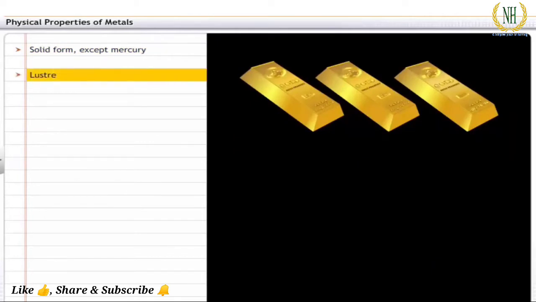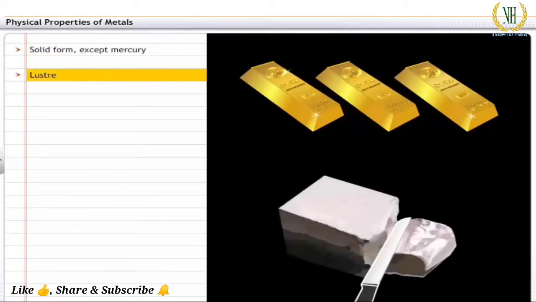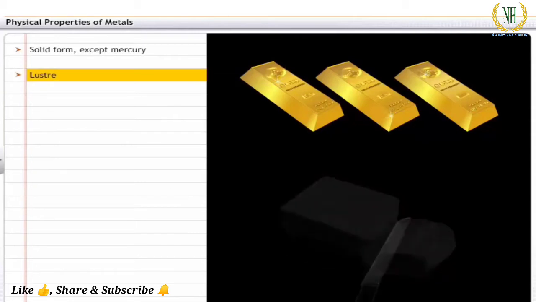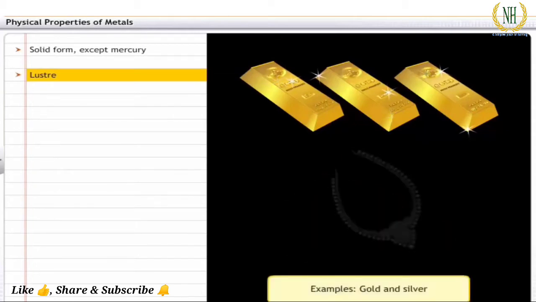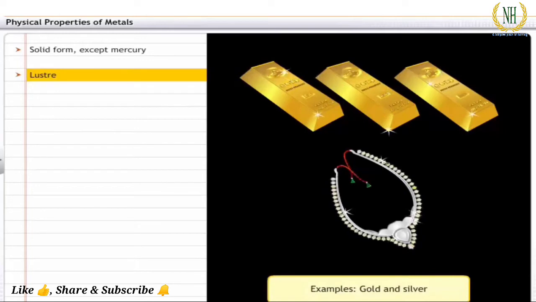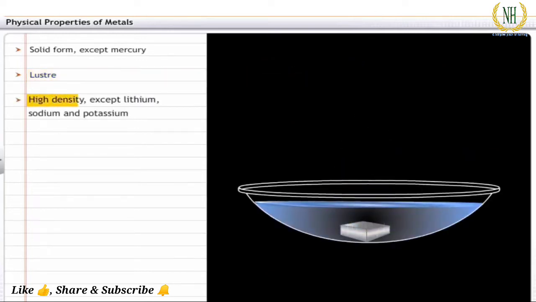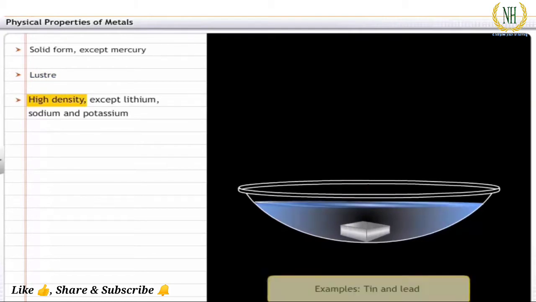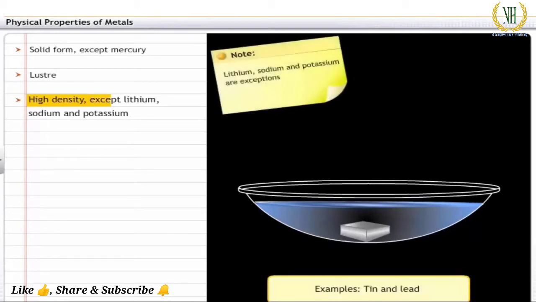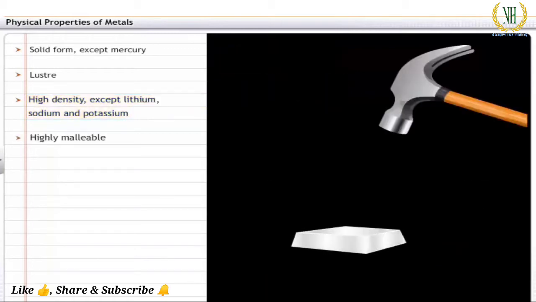All metals are lustrous. Metal surfaces shine when they are freshly cut. For example, gold and silver are popularly used for making jewelry because of their luster. Metals have high densities and therefore tend to sink in water. For example, tin and lead sink in water. Exceptions to this rule are lithium, sodium, and potassium. The density of these elements is lower than that of water, and hence they do not sink.